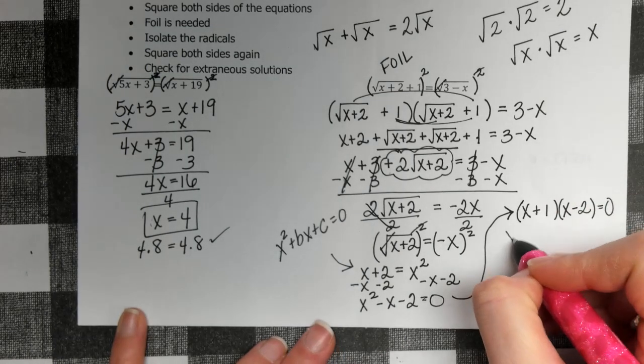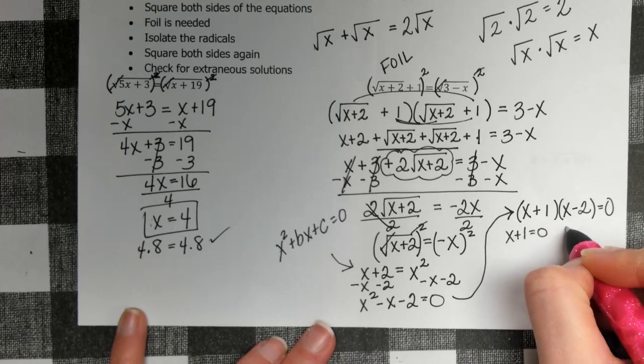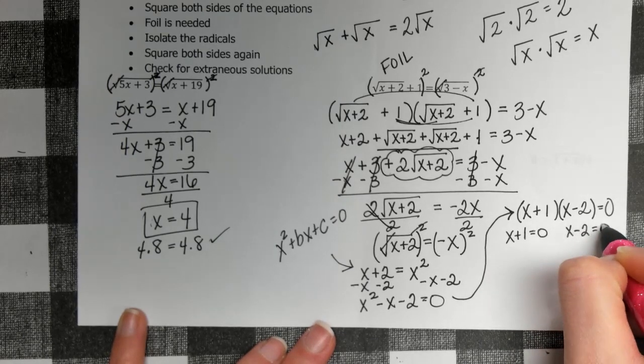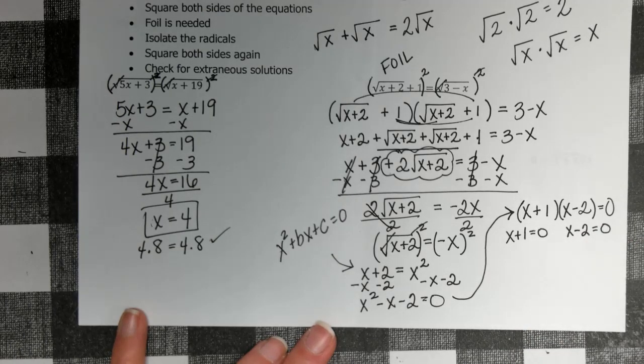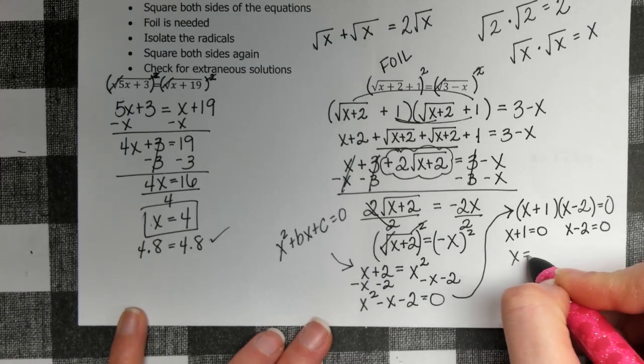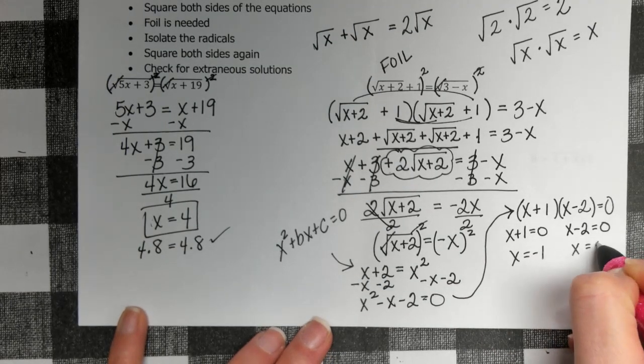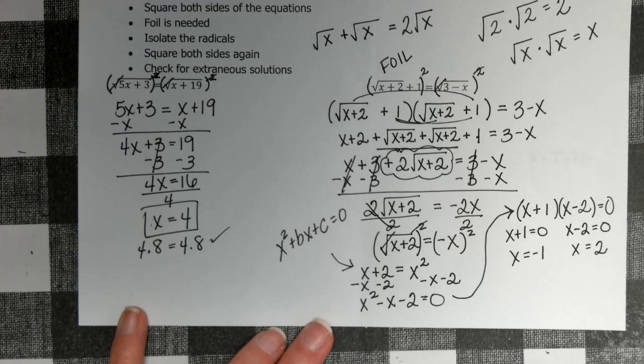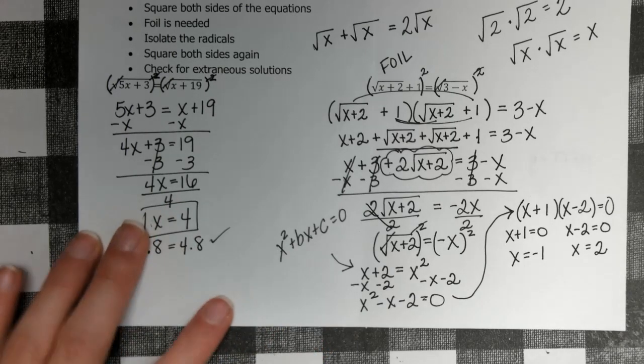Okay, so then I've got x plus 1 equals 0, x minus 2 equals 0, and it better be equal to 0. So x equals negative 1 and x equals 2. Once we get those two x values, we've got to check them. Okay.